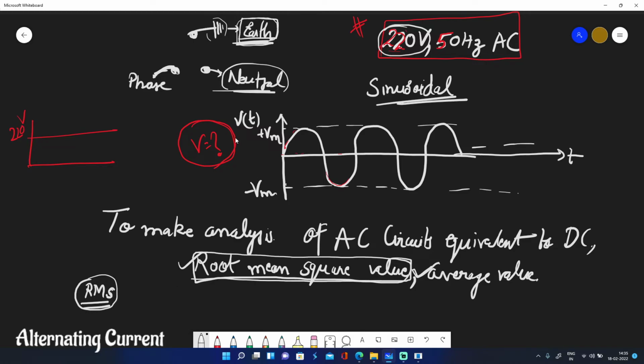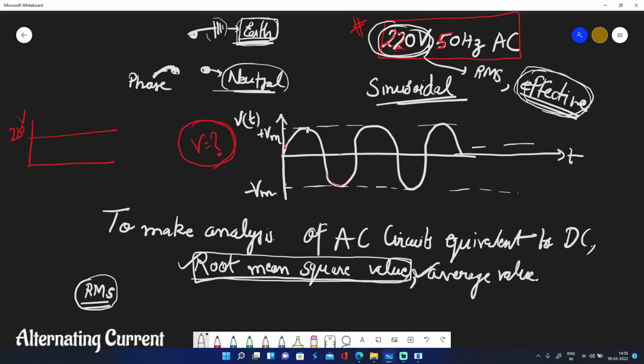Okay, so there is a procedure to calculate the RMS value of this sine wave, but as of now you need to understand that this value is the RMS value. What is it? It is the root mean square value, or we also call it the effective value. This value is the amount of voltage or current which will give the equivalent heat compared to a DC circuit. That is the definition of RMS.